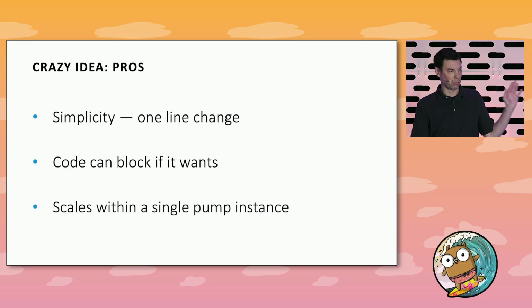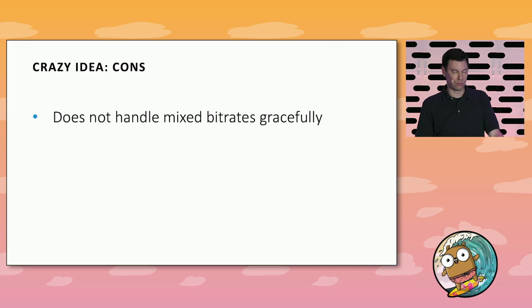Those graphs I was showing were for one instance running all the way out to full capacity. The downside is it doesn't handle mixed bit rates as gracefully as the multiplexing approach, because you have to pick some quantum that you're rounding everything off to, and depending on where your bit rate falls within that, it may not always be a nice, smooth transmission of data.